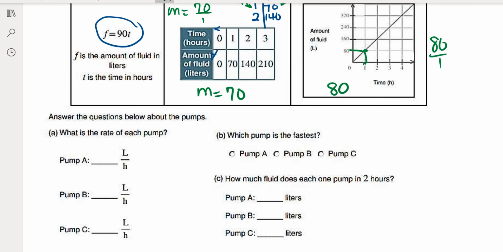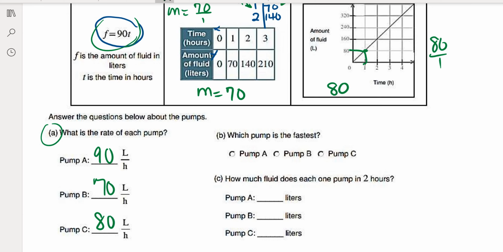So over here on part A, it says, what is the rate of each pump? Well, pump A is at 90. You can see that right here. Pump B is at 70. And pump C is at 80. Okay, part B says, which pump is the fastest? Well, that would be the one with the most per hour, which would be pump A.